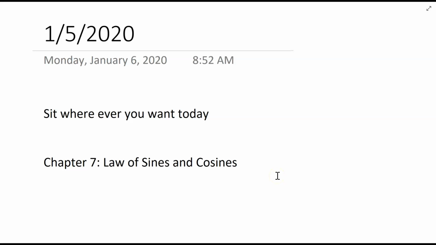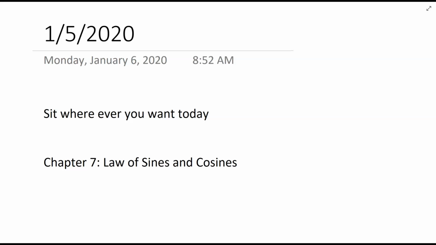All right. We're going to start the semester talking about Chapter 7, which is the law of sines and cosines. In my opinion, there's one tricky concept in this chapter. The rest of it's pretty easy. So it should be a good start for the semester, where it shouldn't be anything too overwhelming.